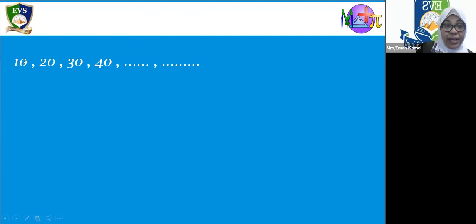10, then 20, 30, 40. So we are going up. What is the meaning of going up in math? Plus or minus? Who can answer? What is the meaning of going up? Is it plus or minus?